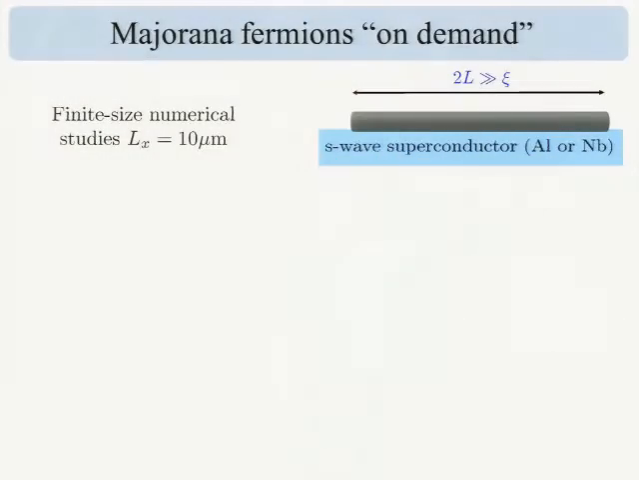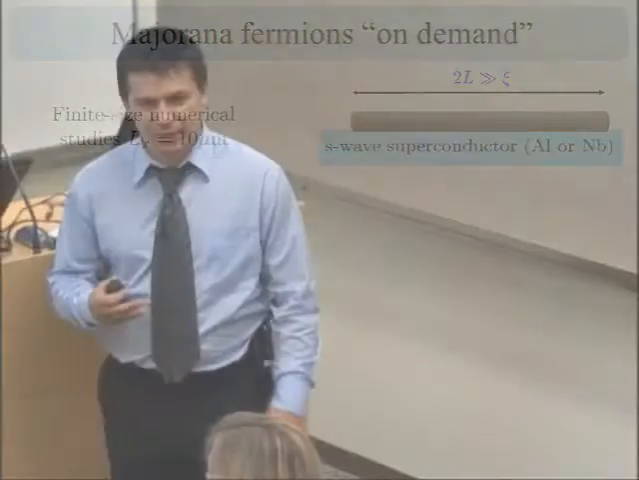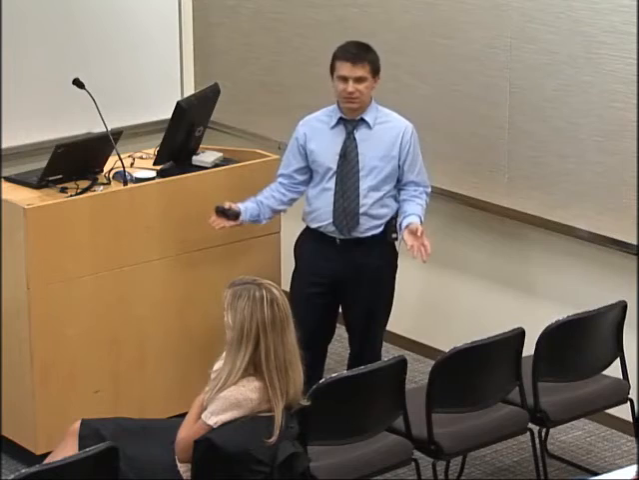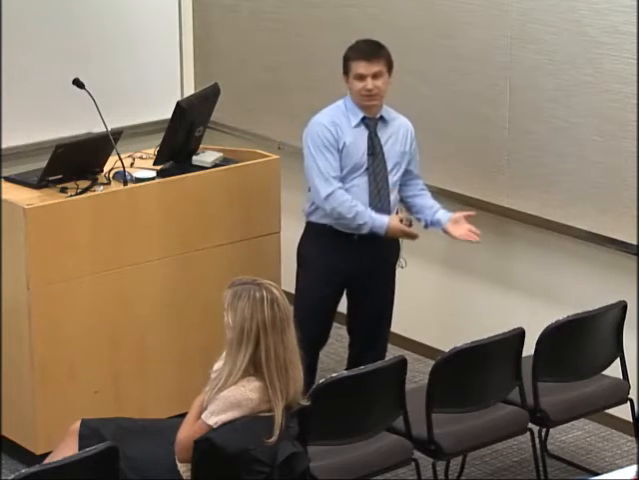And you can see that these zero modes can exist only if the chemical potential is somewhere in the gap. If the chemical potential is somewhere here, then this construction that I showed you doesn't work. So what we find is that this system can generate Majorana fermions on demand. I change some parameter in the system, and I can go from a state which has these modes to a state which doesn't have these modes.